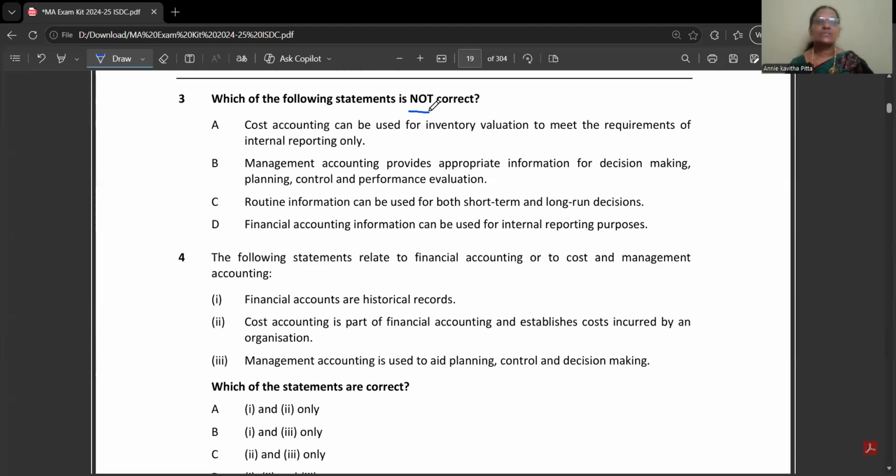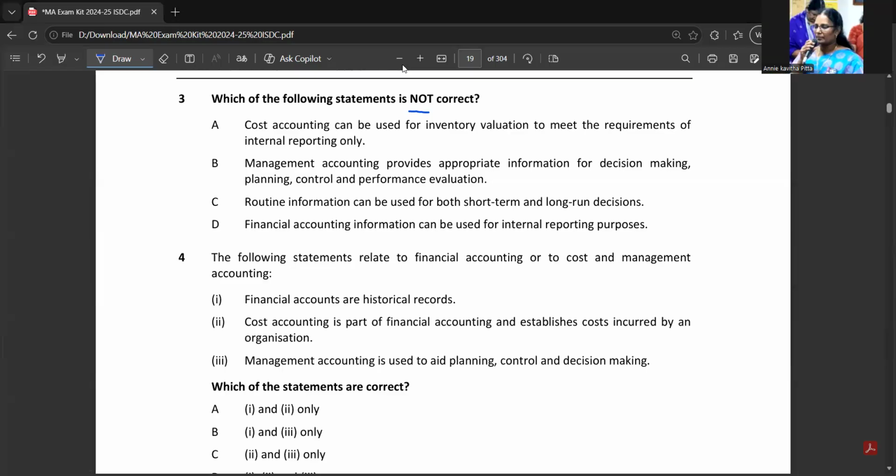Which of the following statements is not correct? So we see that cost accounting can be used for inventory valuation to meet the requirements of internal reporting only. Then management accounting provides appropriate information for decision making, planning, control, and evaluation. Routine information can be used both for short term and long run decisions. Financial accounting information can be used for internal reporting purposes.